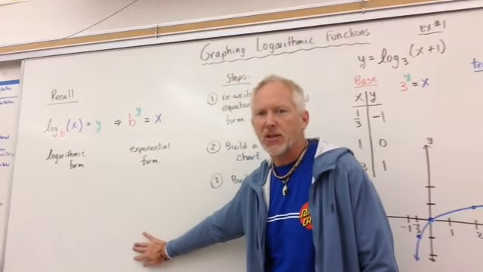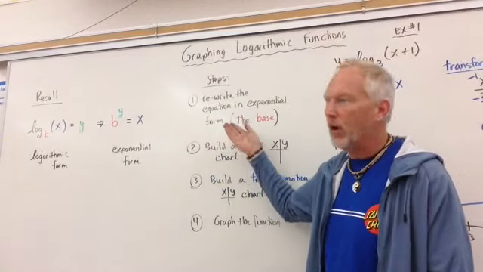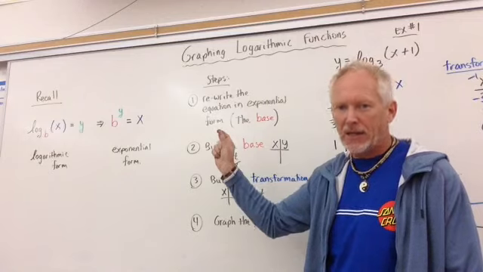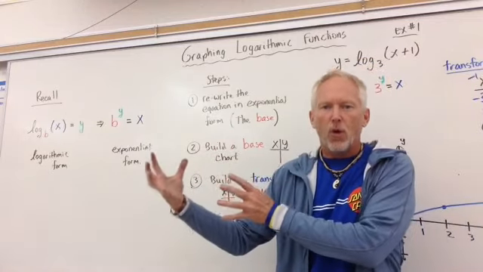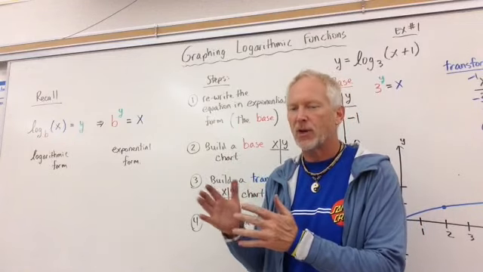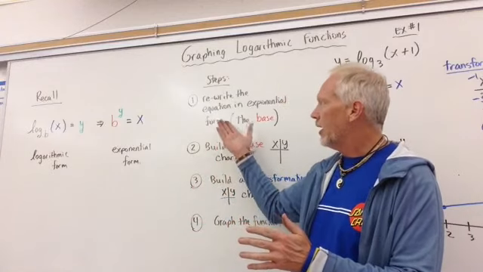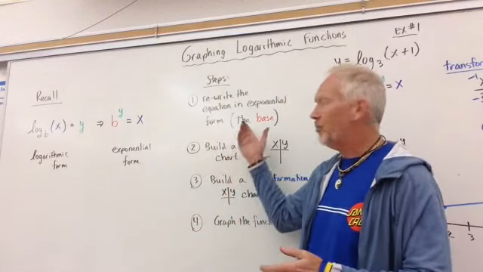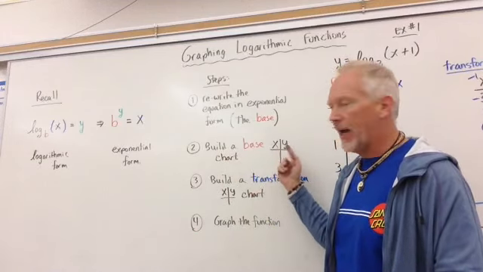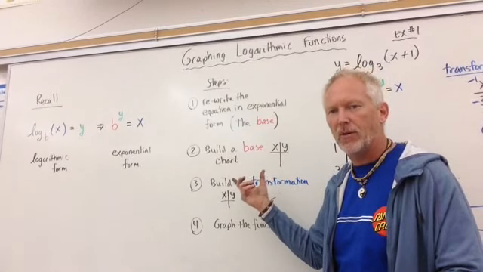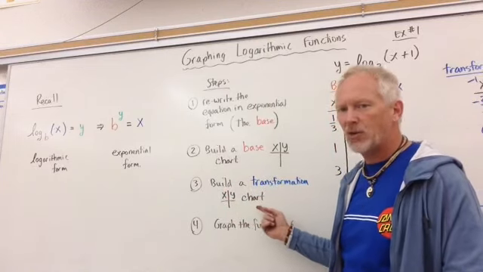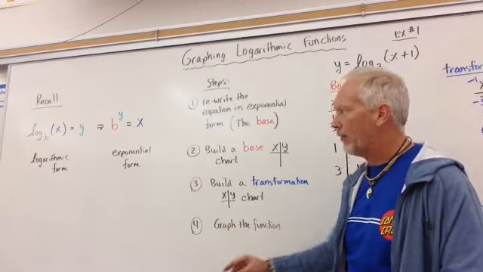All right, so let's consider some steps before we even start. One, rewrite the equation in exponential form for the base. Now, we're going to be shifting horizontally, shifting vertically, doing all these different shifts that we might encounter. And so we might have to write the logarithm in base form first. Now, we can build a base chart from an XY chart, and then take that and use it with the transformations that we see. We can build a transformation XY chart, and then we can graph the function.